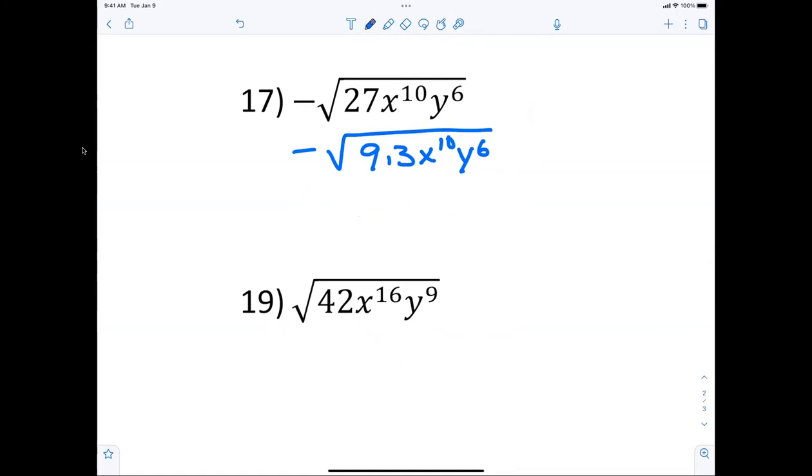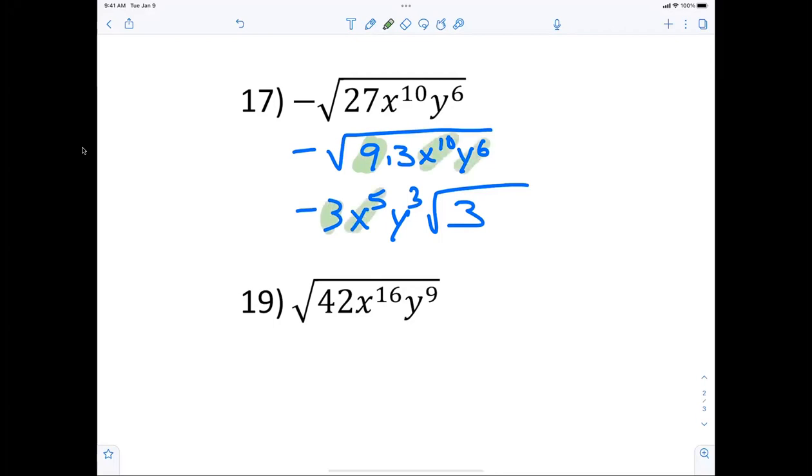All right, so what's the square root of 9? 3. What's the square root of x to the 10th? x to the 5th. Square root of y to the 6th? y to the 3rd. And then what's left behind? 3. Because the square root of 9 is 3, x to the 10th becomes x to the 5th, y to the 6th becomes y cubed. 3 is the only non-perfect square.